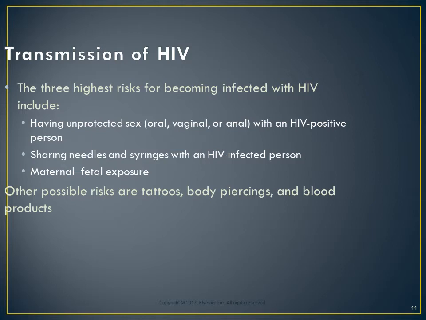Transmitting HIV, the three highest risks for becoming infected include having unprotected sex, oral, vaginal, or anal, with an HIV-positive person, sharing needles and syringes with an HIV-infected person, and then maternal-fetal exposure. Other possible risks are tattoos, body piercings, and blood products.